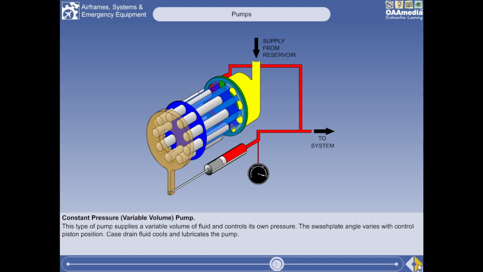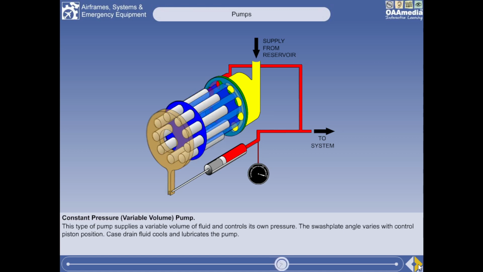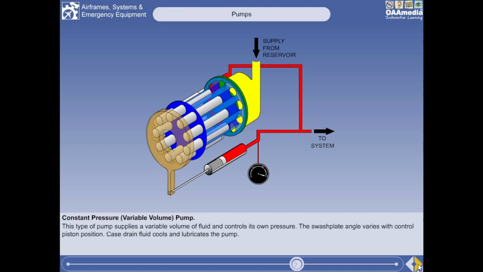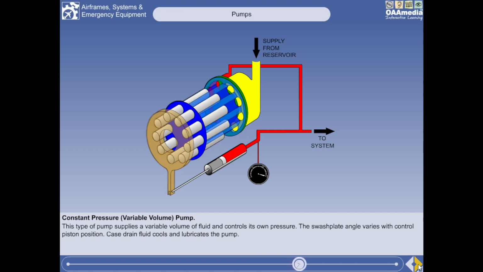When normal operating pressure is reached, if no services are being operated, the swash plate will be almost vertical, the piston movement will be almost zero, and there will be only a small flow of fluid through the pump. This flow is for pump cooling and lubrication. It returns to the reservoir through the case drain return line.